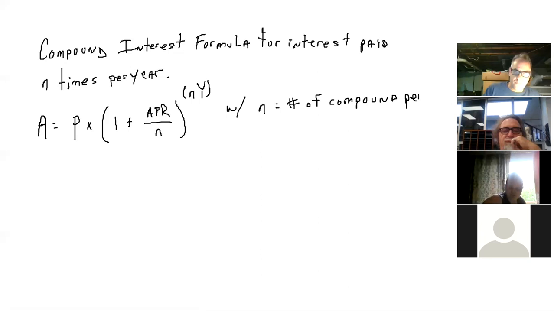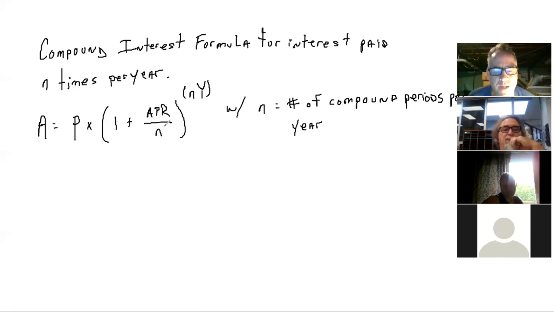Under the APR, is that just like a little frown or symbol of quarterly? I'm sorry, say that one more time. Underneath the APR in the fraction. Oh, so that is divide by N. N, okay. I wasn't sure if it was just a sad face. Nope. Thank you.